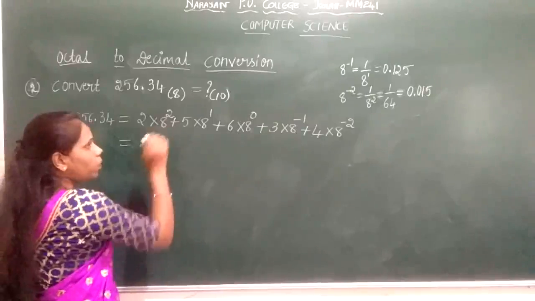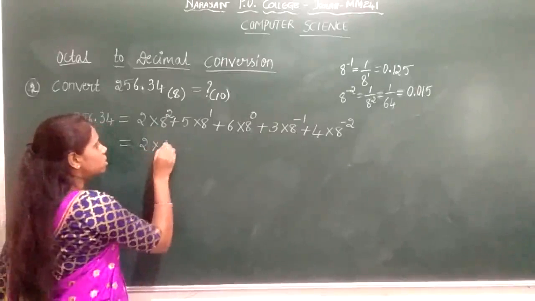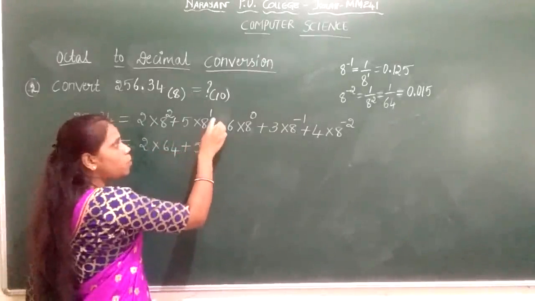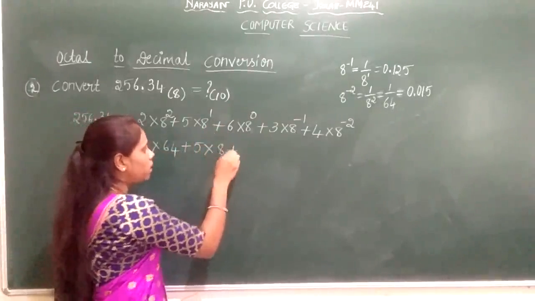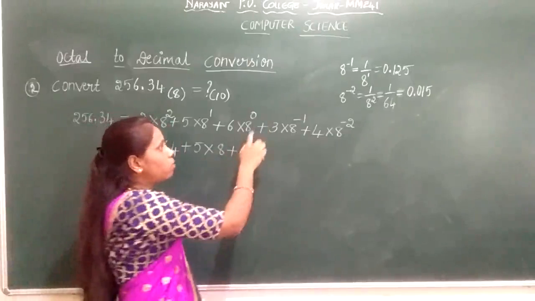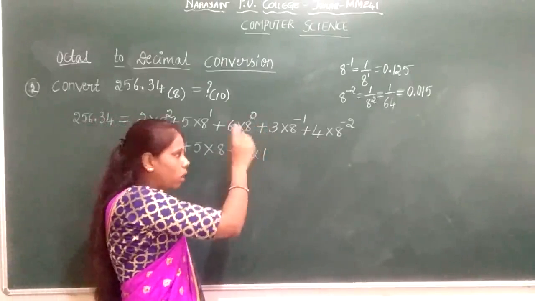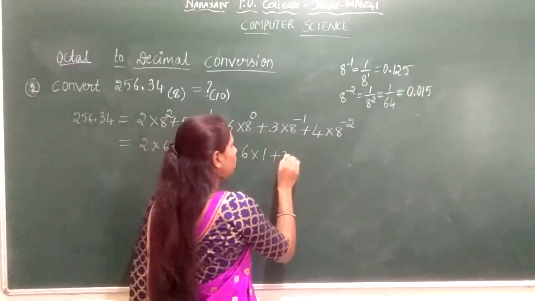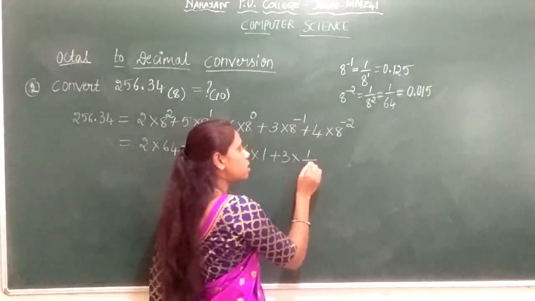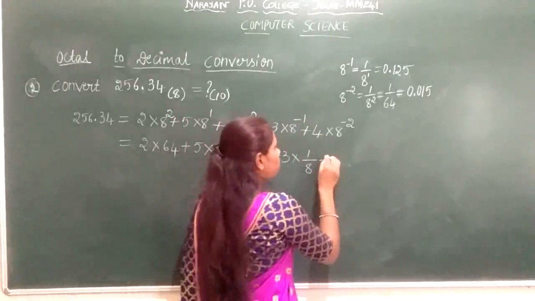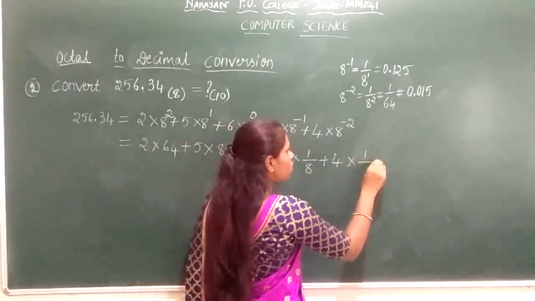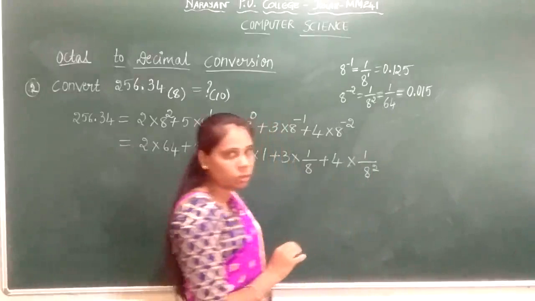2 into 8 power 2, that is 8 into 8 is 64, plus 5 into 8 power 1 is 8, plus 6 into 8 power 0 is 1. See, anything to the power 0 is always 1. Plus 3 into 8 power -1, that is 8 power -1 can be written as 1 divided by 8, plus 4 into 8 power -2. 8 power -2 can be written as 1 divided by 8 power 2.